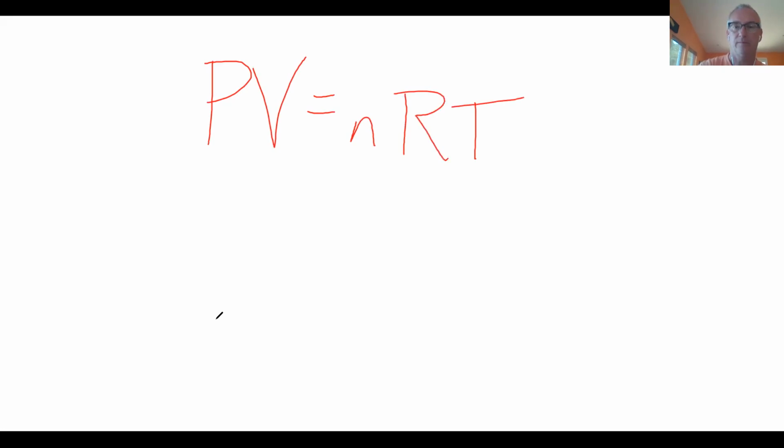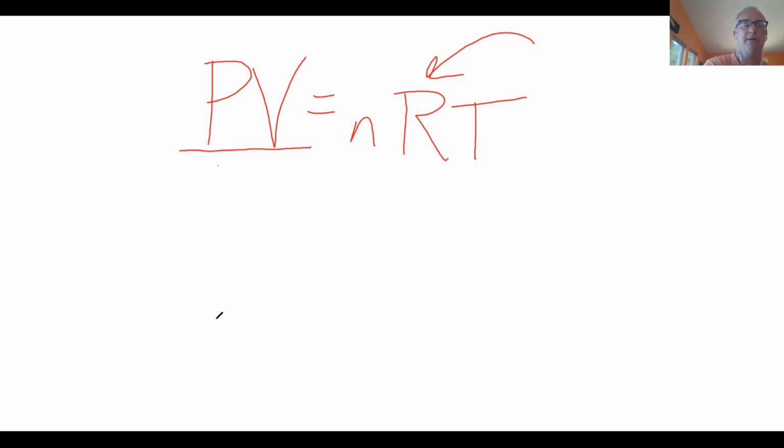Excellent. So R is what we're looking for, right? We want to figure out what R is. So using algebra, how can we isolate R from everybody else? R equals PV over NT. So you would have to divide both sides by NT, right? Correct. Rick, you're on your game today.